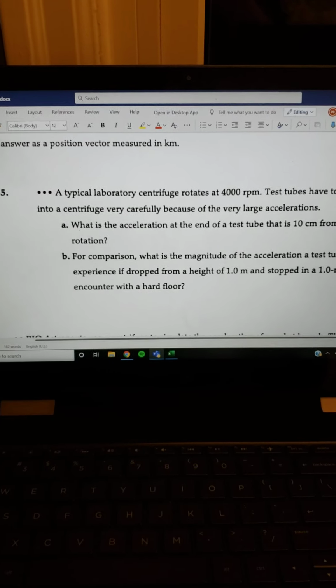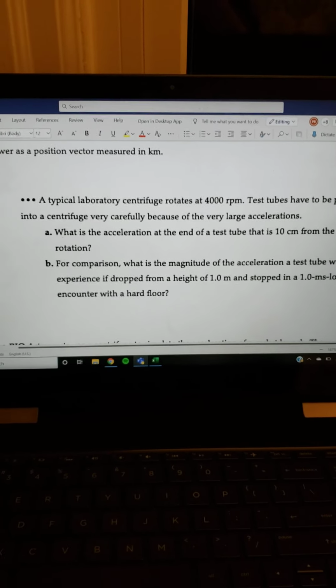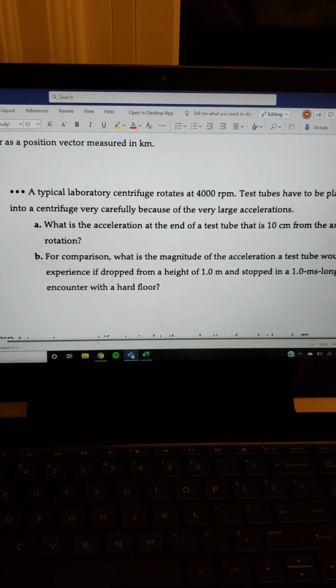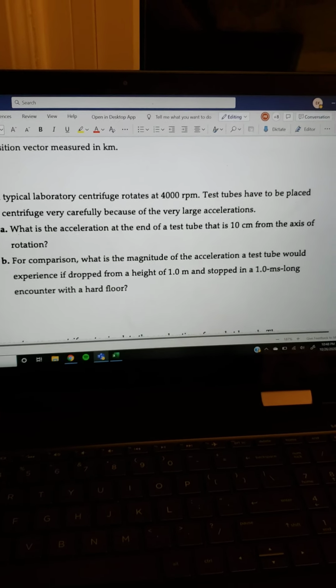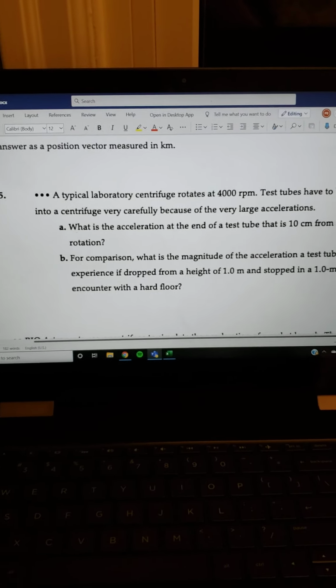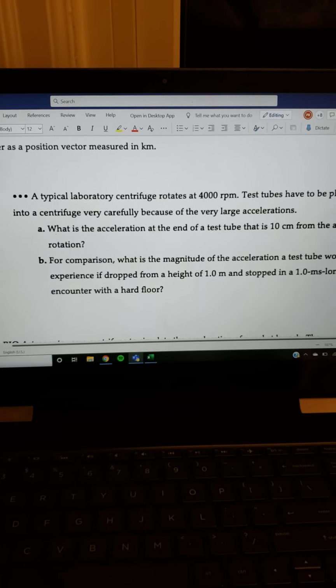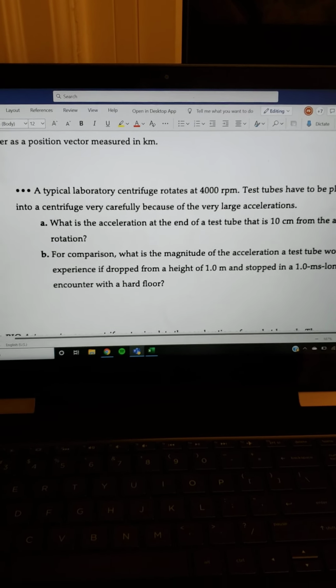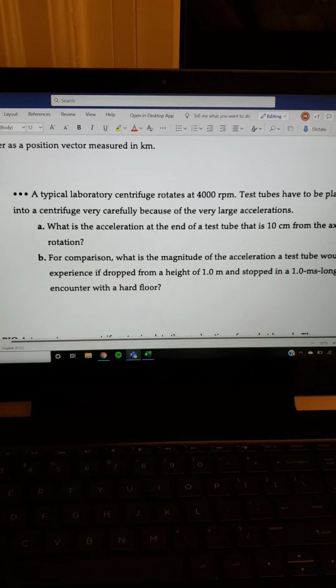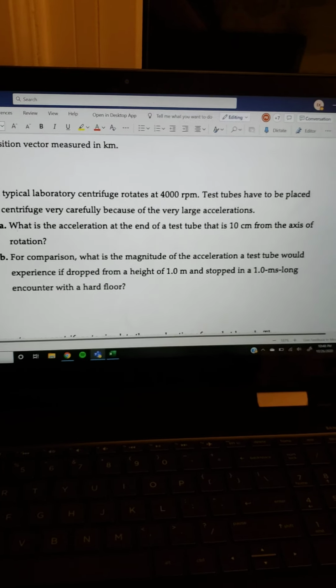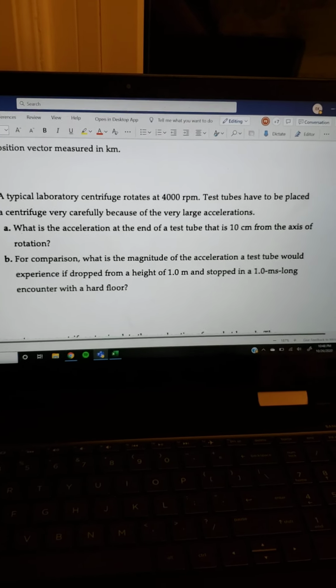Problem 65 states that a typical laboratory centrifuge rotates at 4,000 revolutions per minute. Test tubes have to be placed into a centrifuge very carefully because of the very large accelerations. Part A wants to know what is the acceleration at the end of a test tube that is 10 centimeters from the axis of rotation.